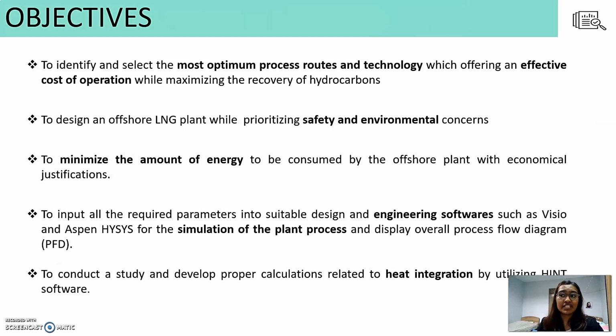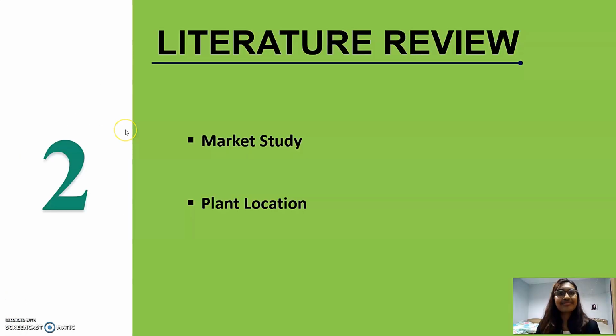These are the main objectives of the project that highlights the optimum process route and technology, while emphasizing cost considerations and safety and environmental concerns. Next, in this project as well, unit parameters serve as inputs for the simulation of the plant using engineering software such as Aspen HYSYS and Visio. Heat integration analysis was also performed using HIN software. Next, the literature review will cover the market study and the plant location.